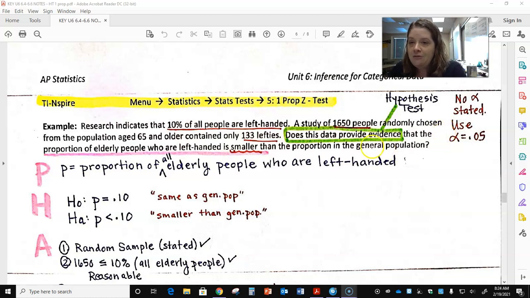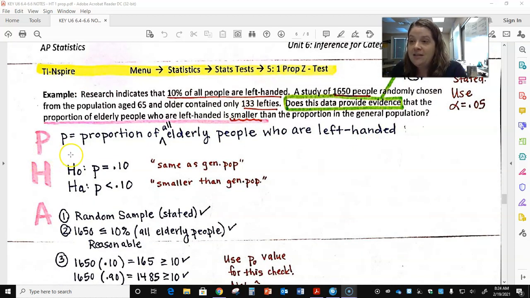Okay, so I'm going to start off with PHANTOMS. So P is the proportion of. Now, I know when I go to write my hypotheses, I want that P to be smaller than something else. So if I look right in front of that, the proportion of elderly people who are left-handed, I'm just going to mimic the stem and write that. So I'm going to say the proportion of all elderly people who are left-handed. And I'm going to try to write this in present tense or future tense and not past tense. I'm not going to say who were left-handed because that sounds like the sample, and I want this to be for everyone.